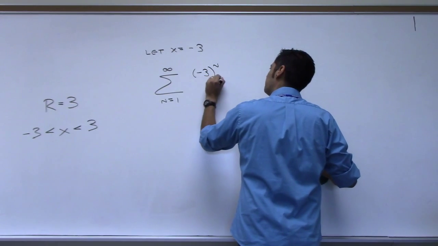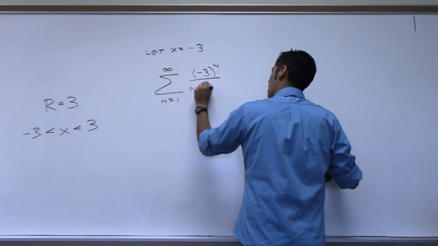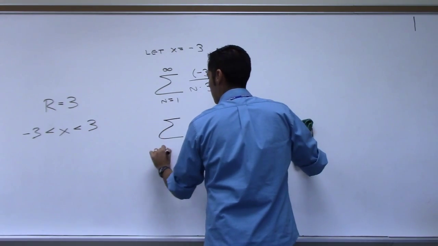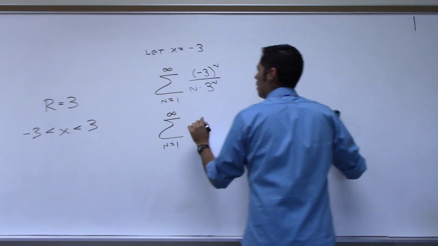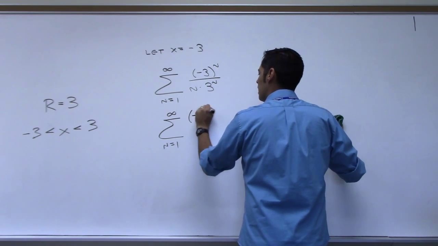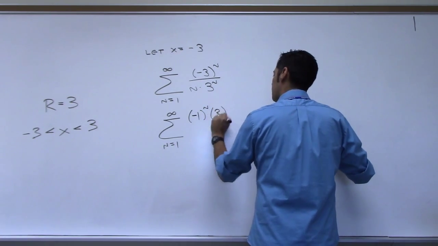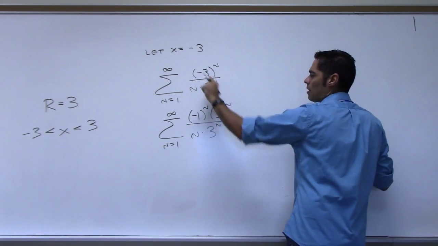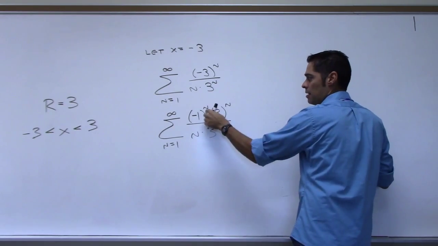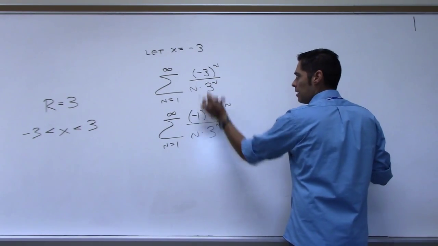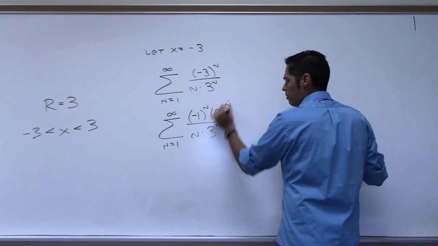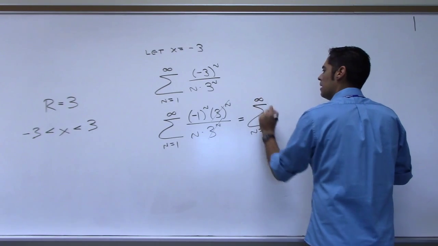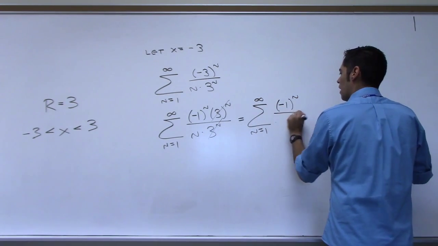-3 to the n over n times 3 to the n. Now I can't cancel those. Not yet. Do this. So on the top I'm going to write -1 to the n times 3 to the n over n times 3 to the n. So I peeled the negative off the 3 like that, which I'm allowed to do as long as I raise it to the n power. Those two would go back together to become this. And now 3 to the n over 3 to the n cancel. And you're left with sum n equals 1 to infinity of -1 to the n over n.